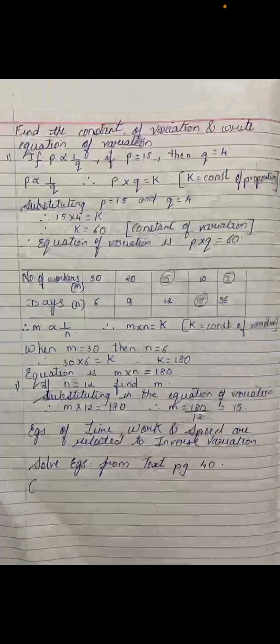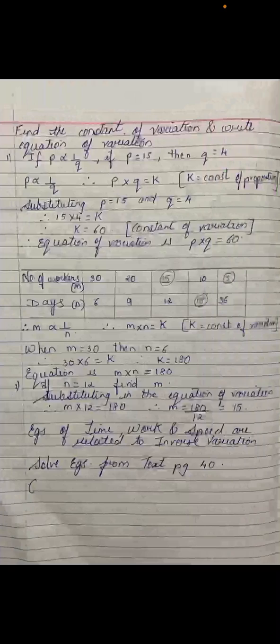Now, let us see this table here. Number of workers and the days are given. Number of workers m, days is n. Number of workers is given to be 30, days 6. Again number of workers 20 and days 9. Number of workers in the third column we have to find out, days is going to be 12. Again, number of workers is going to be 10, days we have to find out. Again, number of workers in the last column we have to find out, and days are given.